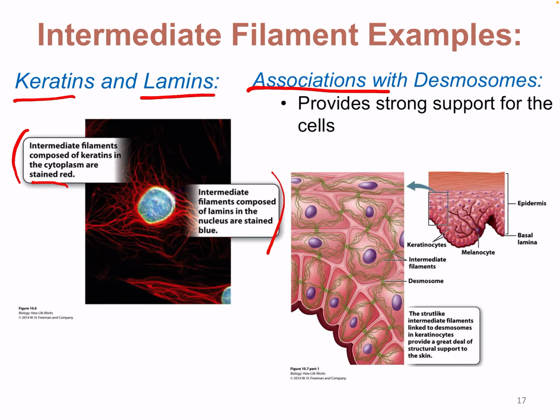We also have association with desmosomes, which provide strong support for the cells. So here we have our skin, epidermis, basal lamina. Here's a melanocyte. Here are our keratinocytes, so this is in the skin. We have our intermediate filaments and our desmosome. So the strut-like intermediate filaments link the desmosomes in keratinocytes and provide a great deal of structural support to the skin. So these really help with our structural integrity, as we mentioned.